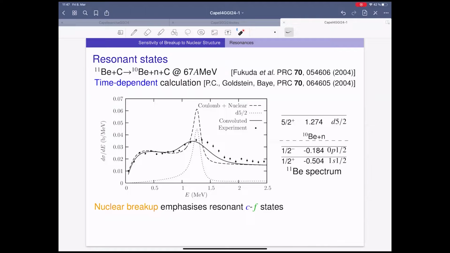And this is the analysis, the paper I've mentioned with Gérald. So what we did was this calculation, and we analyzed it partial wave per partial wave. And the dashed line, once again, is the breakup cross-section as a function of the beryllium-10 neutron relative energy, E, this one here. And the dashed line is what we get from the output of the calculation.